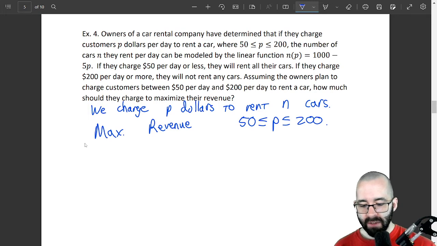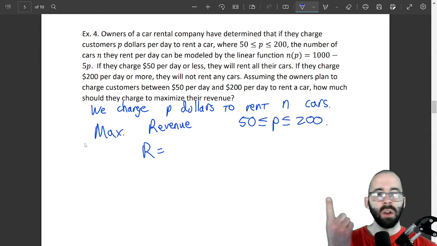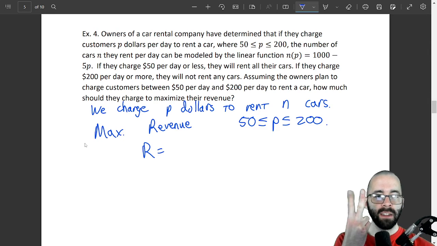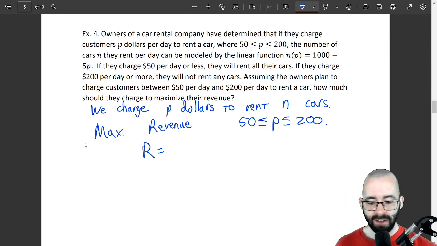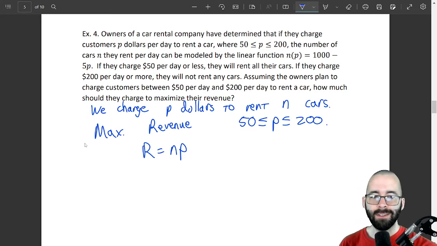Next up, what is our revenue function? It doesn't tell us. But anytime we're selling things, the revenue is just what are we charging, and how many are we selling? Multiply them together. So, no problem, we know the revenue. Revenue is how many cars we're renting times how much we're charging. Multiply them together. Great. That was step 3.